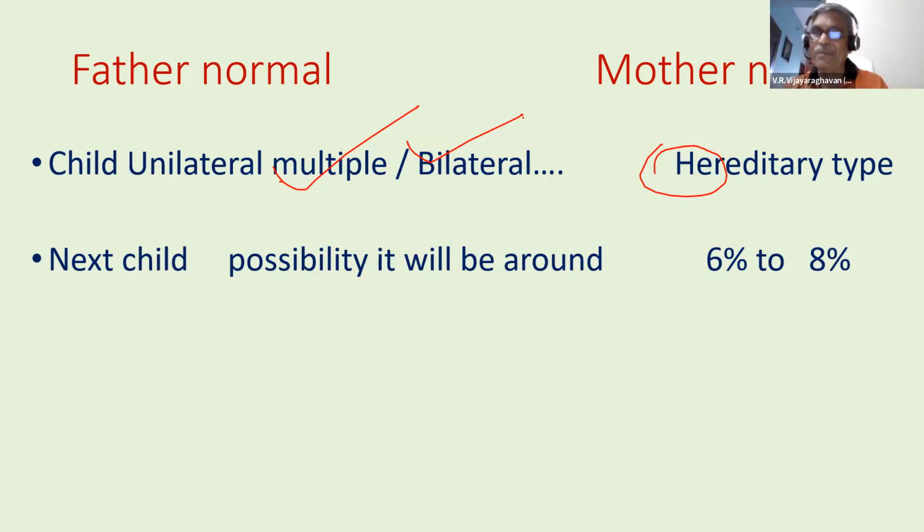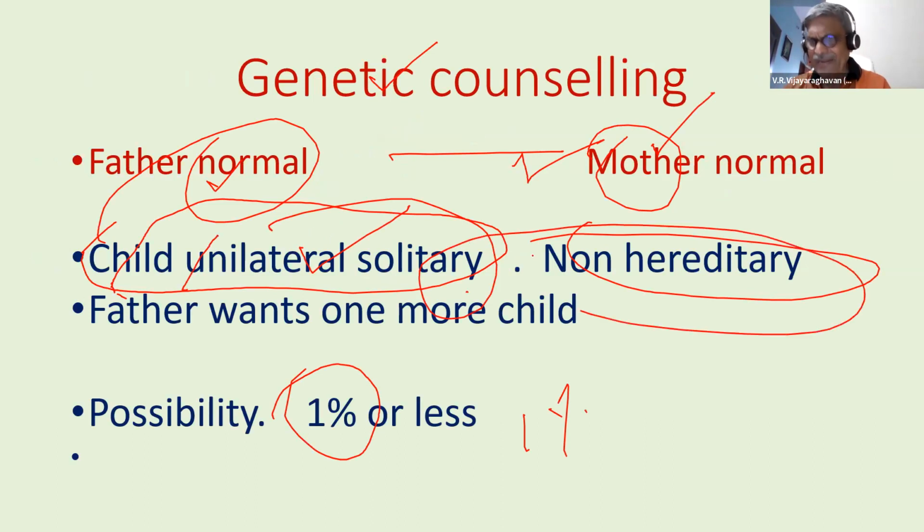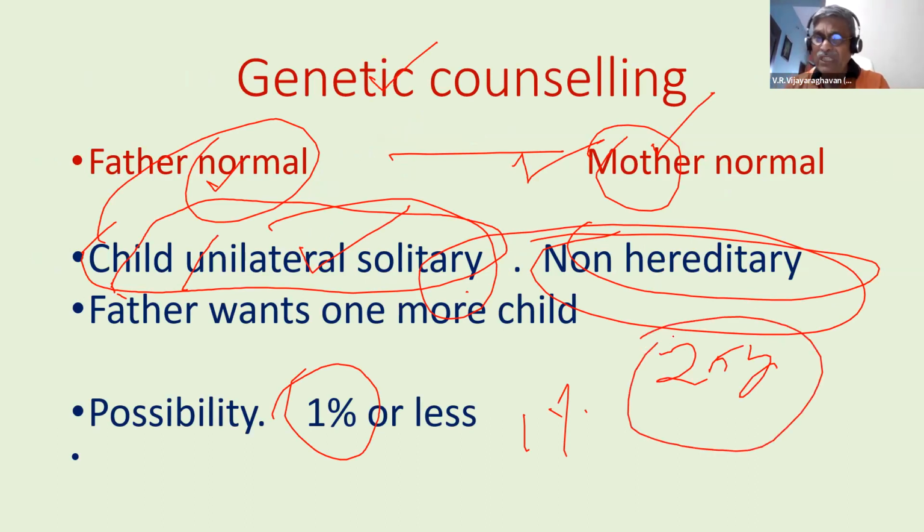Now the next question comes. Doctor, imagine this child is a unilateral solitary, non-hereditary pattern child. You have given treatment to the child, who is only 1 or 2 years old. The child becomes 25 years old, which means the child has improved and the tumor has been cured. Now he wants to marry.